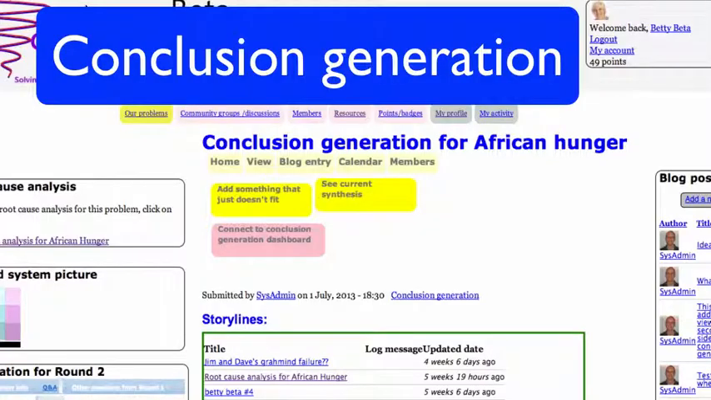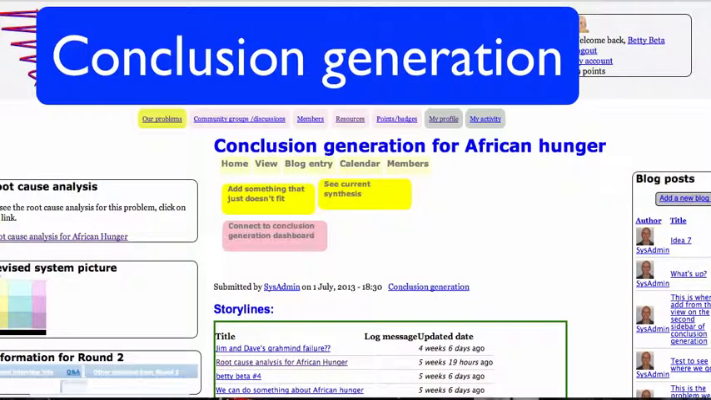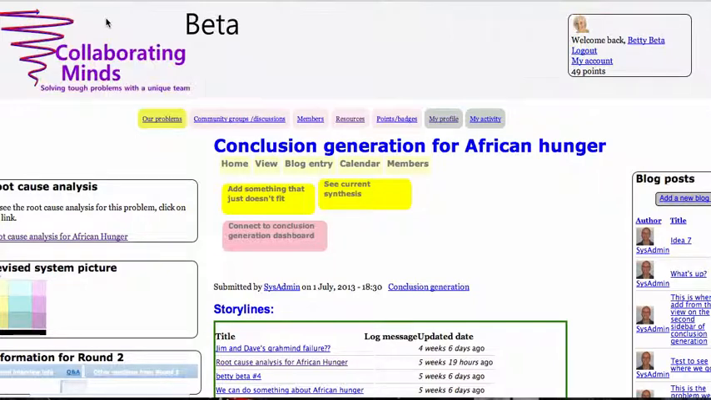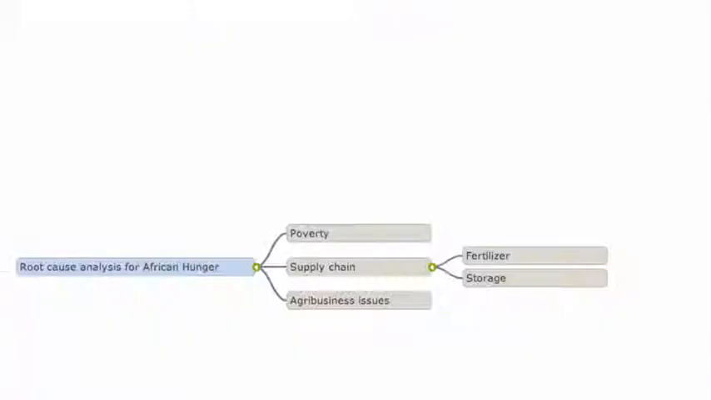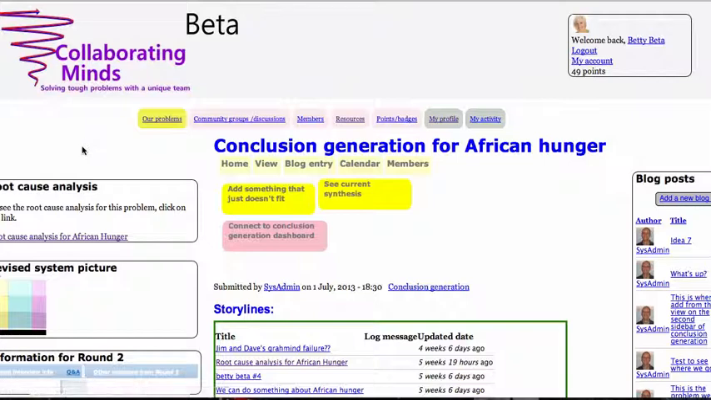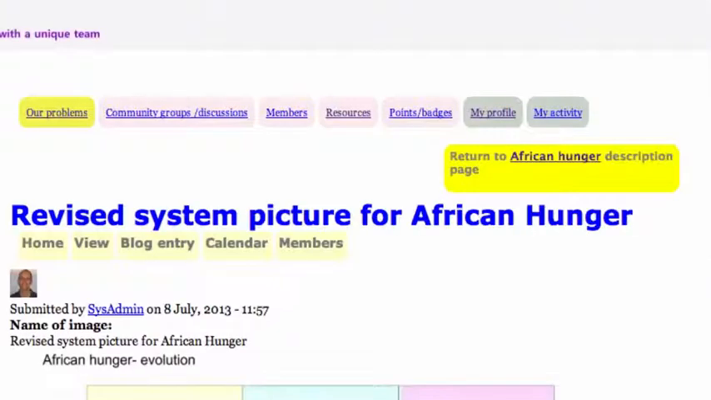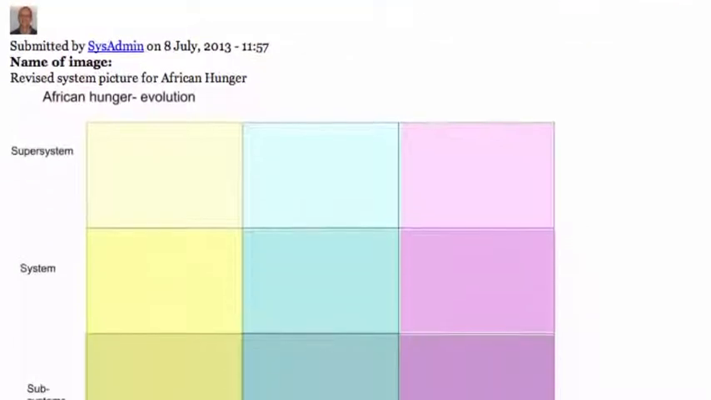In the final phase, conclusion generation, a team member can work with the conclusion generation dashboard to see all of the different pieces of data, information, and ways of organizing it that have been developed in the course of the work. They can look at a root cause analysis of the problem, which was developed out of the work done early on and revised throughout. They can look at the picture of the system that was developed early on and has been revised throughout based on the work being done.